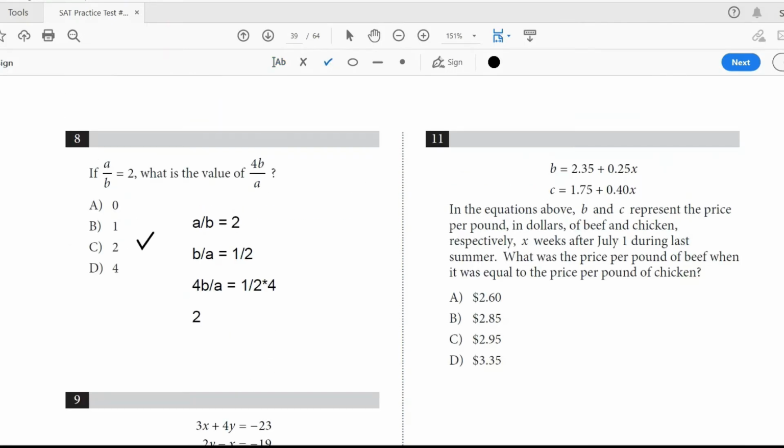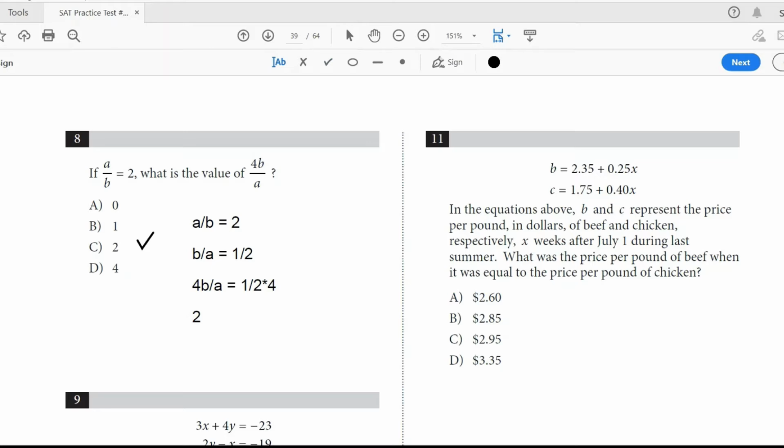Now let's move on to number 11. All right, once again, we have a system of equations. This one is a little bit disguised in a word problem. The equations above, B and C, represent the price per pound in dollars of beef and chicken, respectively, x weeks after July 1st during the last summer. What was the price of a pound of beef when it was equal to the price per pound of chicken?